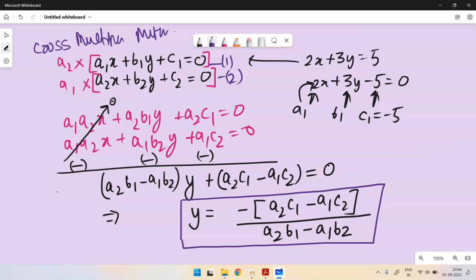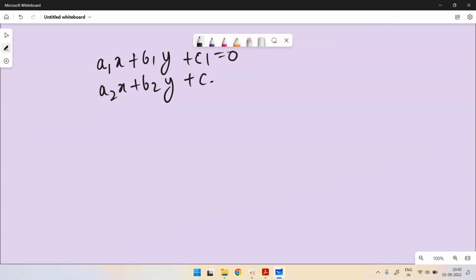Now I will do the same thing for x also. Will you substitute this value of y here? No, you can do that, but it will become lengthy. So what I will do is rewrite this and try to get the value of x. My equations were a1x plus b1y plus c1 equal to 0, and a2x plus b2y plus c2 equal to 0.